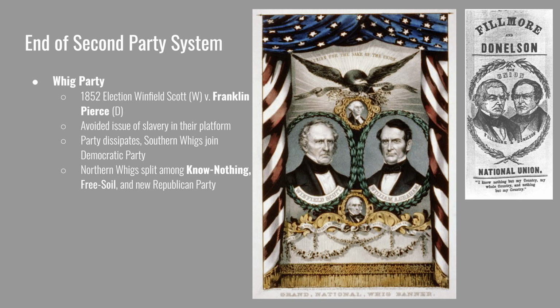The Whig Party, through all of its life, had tried to avoid the issue of slavery in their platform because they were trying to appeal to as many people as possible. They knew that the issue of slavery was going to divide their support, but the party ends up dissipating because they finally have to start taking a stance on slavery, and that divides their support in the South. Southern Whigs will join the Democratic Party because they're angry that Northern Whigs are anti-slavery, while Northern Whigs are going to join either the Know Nothing Party, the Free Soil Party, or the new Republican Party that's formed in 1854.